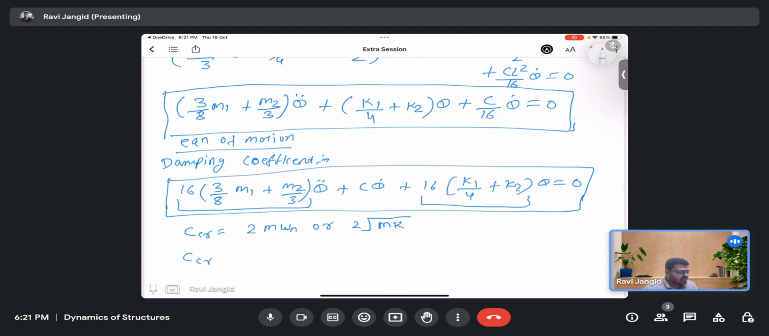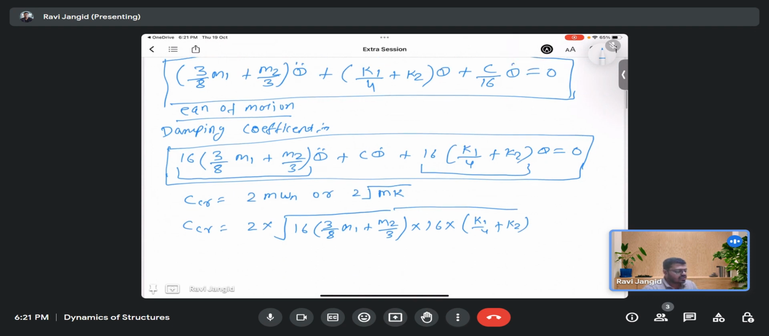Okay, so C critical would be 2 times the square root of 16 times (3 by 8 m1 plus m2 by 3) multiplied by 16 times (k1 by 4 plus k2). Let us take 16 outside, so that would become 32 times, you can write it as (3 by 8 m1 plus m2 by 3) times (k1 by 4 plus k2). So this is your C critical.